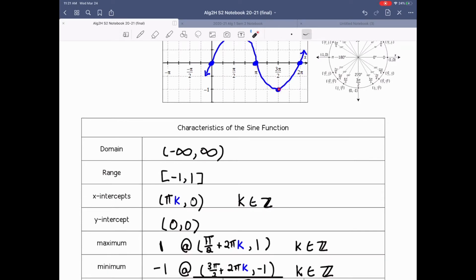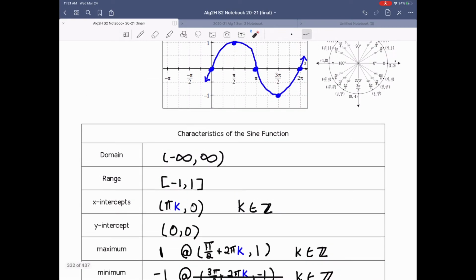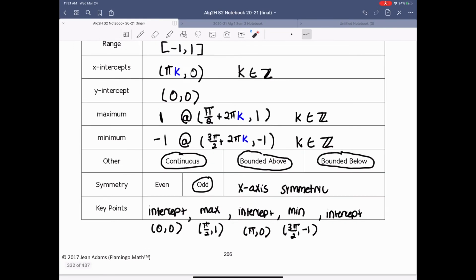The next key point here will be the minimum, which is 3 pi over 2, -1. So we have 3 pi over 2, -1. And then again, we have an intercept to finish off the interval. And that intercept is right here at 2 pi, 0. All right, so those are some of the key points that we see in that first interval. And as you know, this is going to repeat itself over intervals of 2 pi in the positive infinity direction and the negative infinity direction. And those are the characteristics of the sine graph.